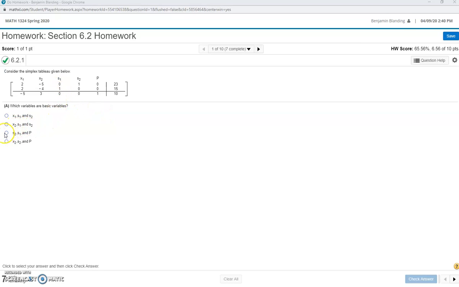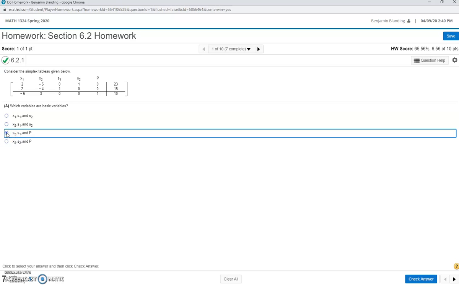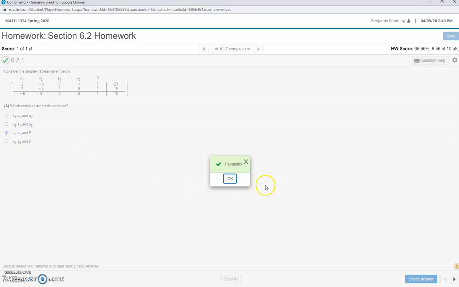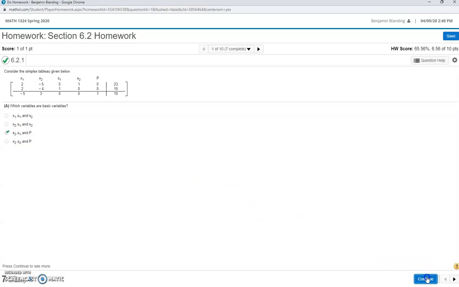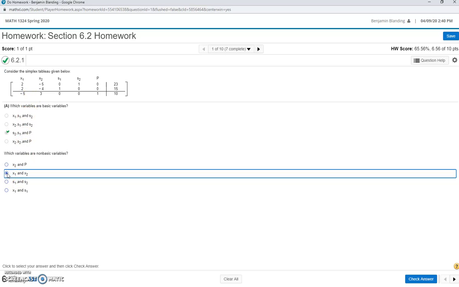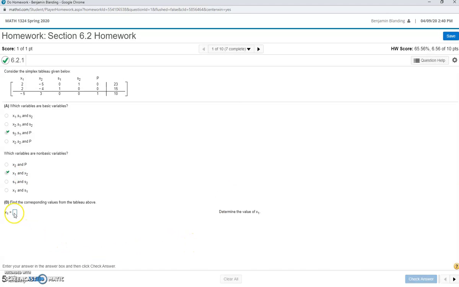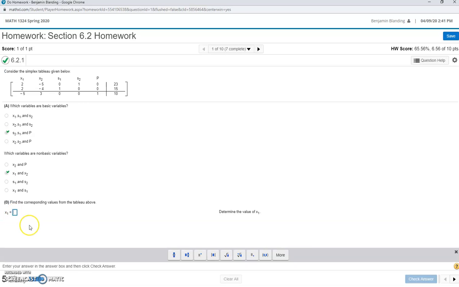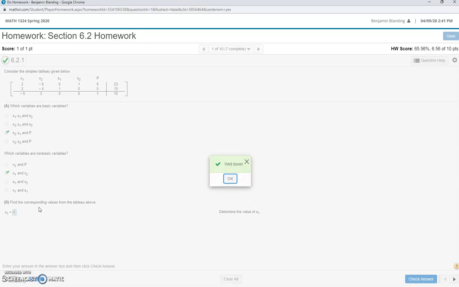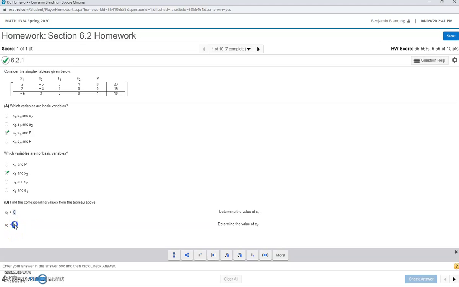So s1, s2, and p are my basic variables. The non-basic variables are going to be the ones that don't have only ones and zeros in the column. So x1 and x2 are non-basic. Now, non-basic variables are set to 0 at the beginning. So x1 is non-basic, so it is set to be 0 at the beginning. x2 is non-basic, so it is set to be 0 at the beginning.